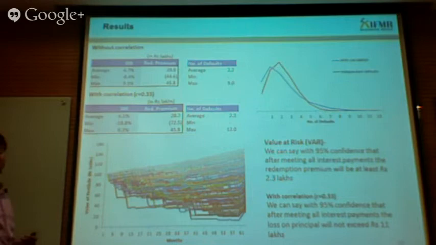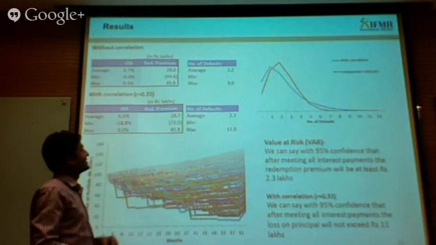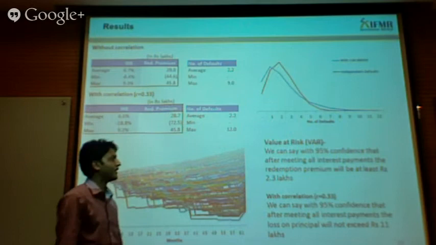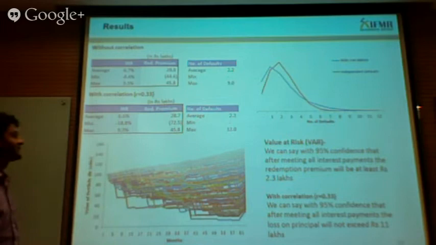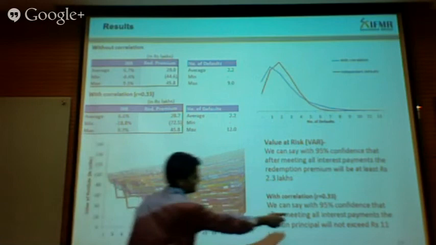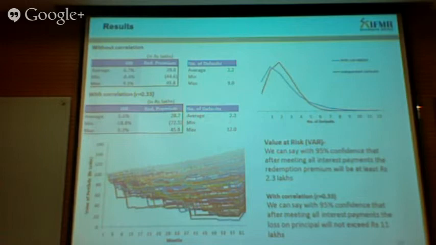So, again, in the case of no correlation, you will be able to communicate that after meeting all the interest payments, the structure will at least give you back 2.3 lakhs. With correlation, the story again changes: after meeting all the interest payments, the loss on principal will not exceed 11 lakhs. In the remaining 5% of the cases, the worst case is obviously when it goes down to even 72.5, the negative redemption.